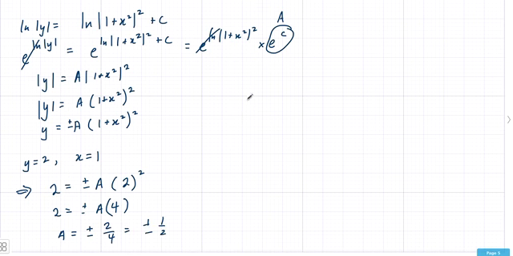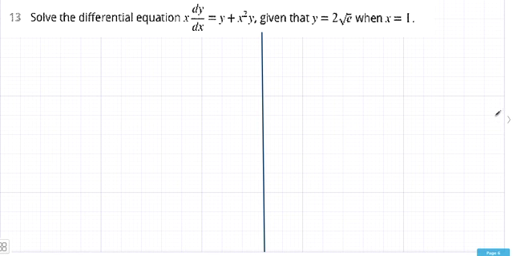So what that means for our solution in this case is we have y equals plus or minus a half, 1 plus x squared all squared. And with this one you could expand it, but it's probably going to be easier to leave it factored like that. The last one that we've got here is another solving a differential equation.